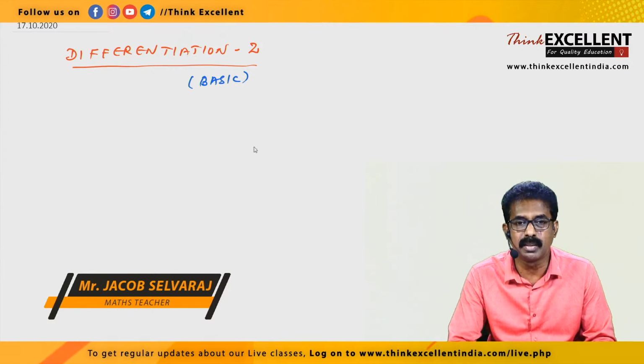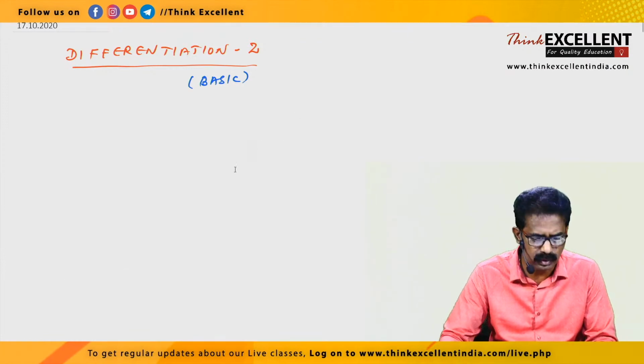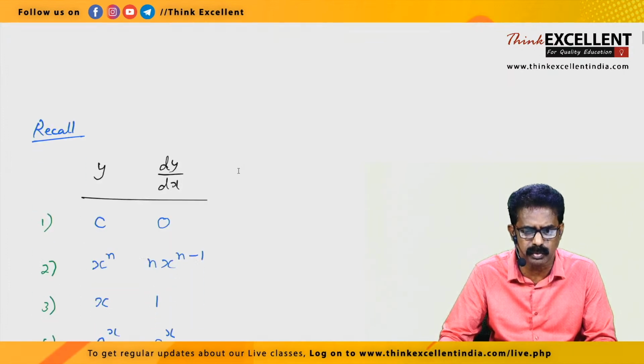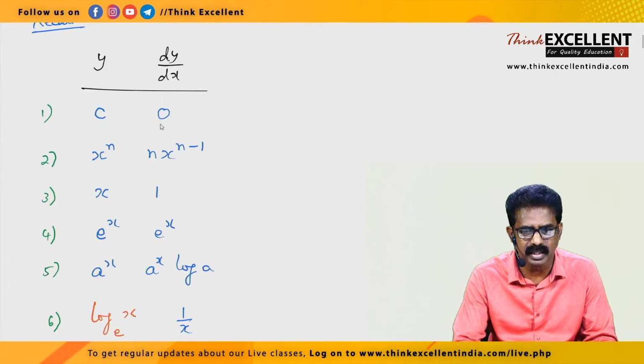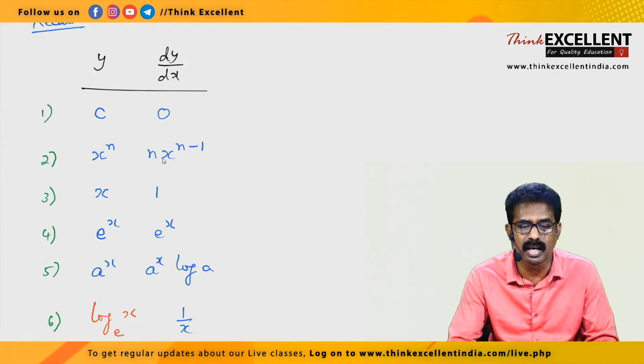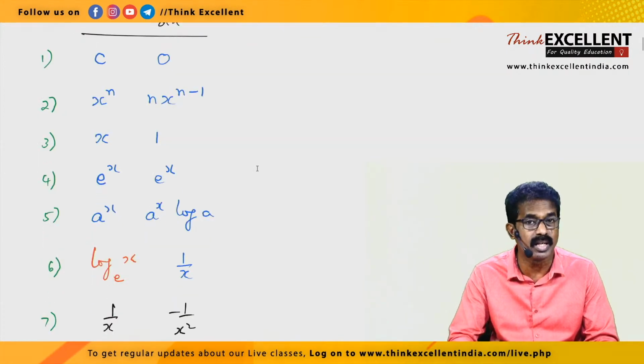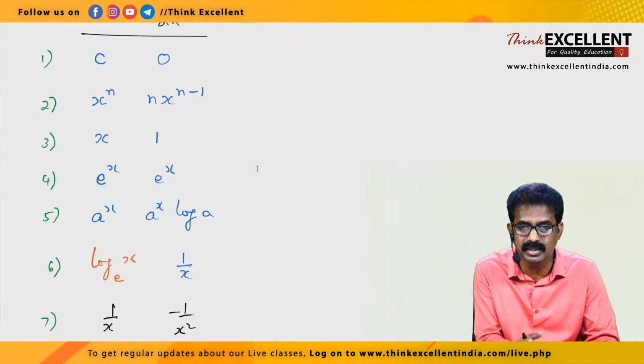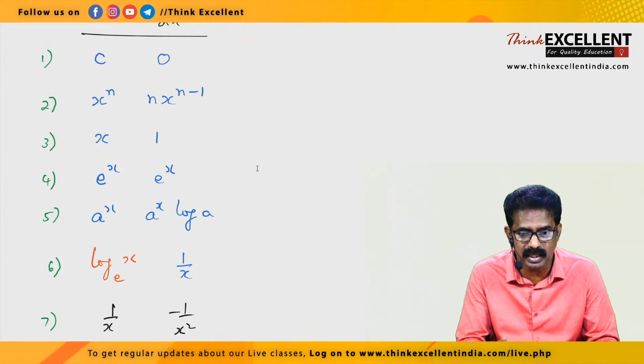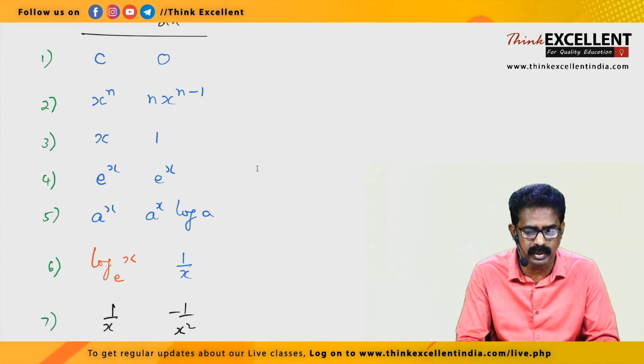So let's recall some of the formulas we studied last class. The derivative of a constant is 0. Then the very important one, the derivative of x raised to n is n into x raised to n minus 1. A lot of sums we did based on that. Then the derivative of x is 1, the derivative of a constant is 0, the derivative of e raised to x is e raised to x. But the derivative of a raised to x is a raised to x log a. But for e raised to x, it is only e raised to x. What happened to that other log e? Log e is 1, right? That's why it is e raised to x.